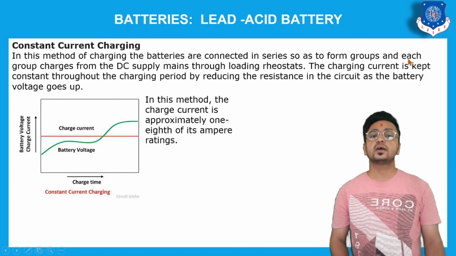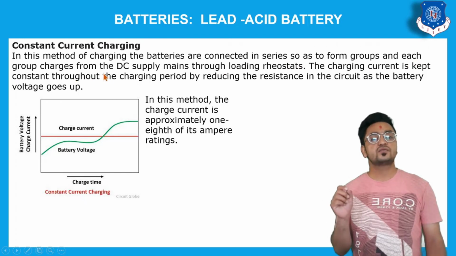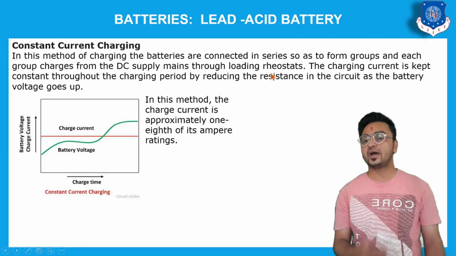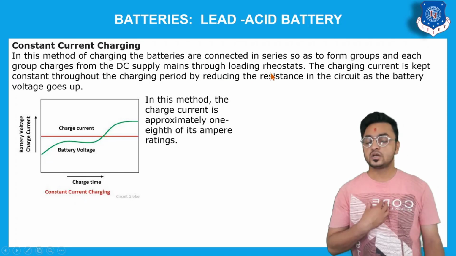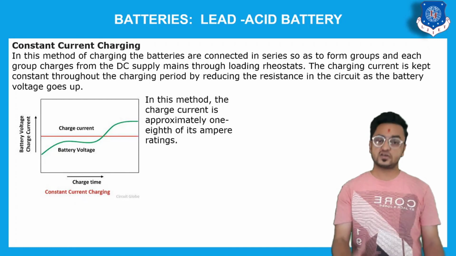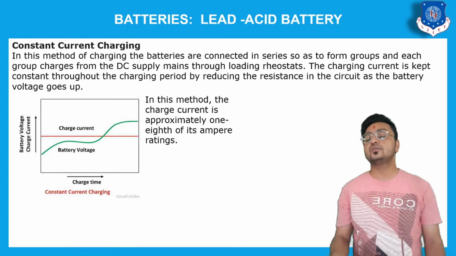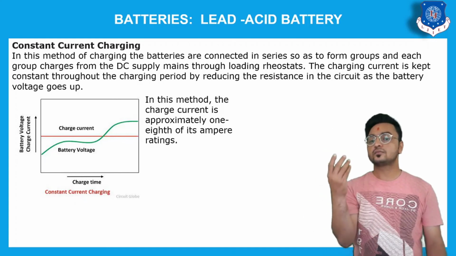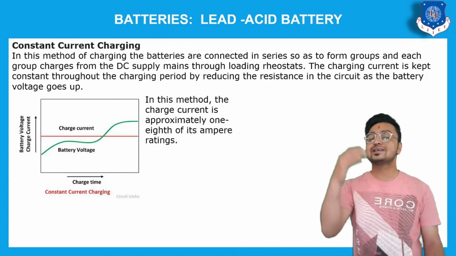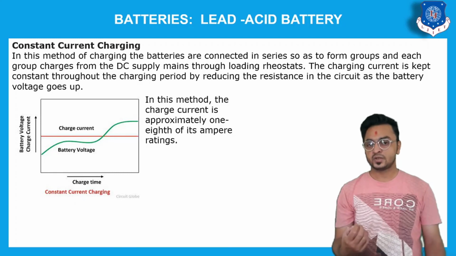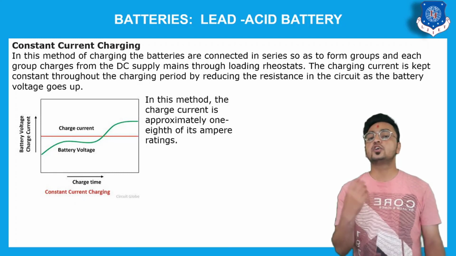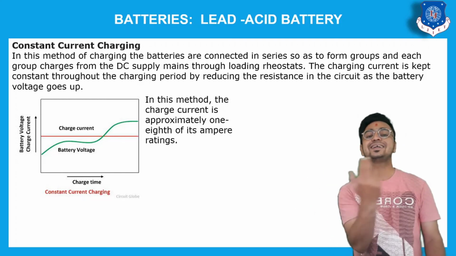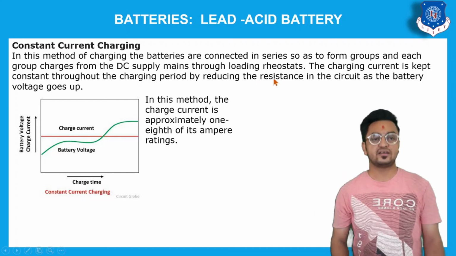So as they form a group, each group is charged from the DC supply mains through a loading rheostat. Basically, why are we using a rheostat over here? Because we want to maintain a constant current. When batteries are charged, once the voltage across the batteries increases, it will try to reduce the charging current. But at that time, we will reduce the resistance of this rheostat and control the current, and again maintain the charging current of this battery.